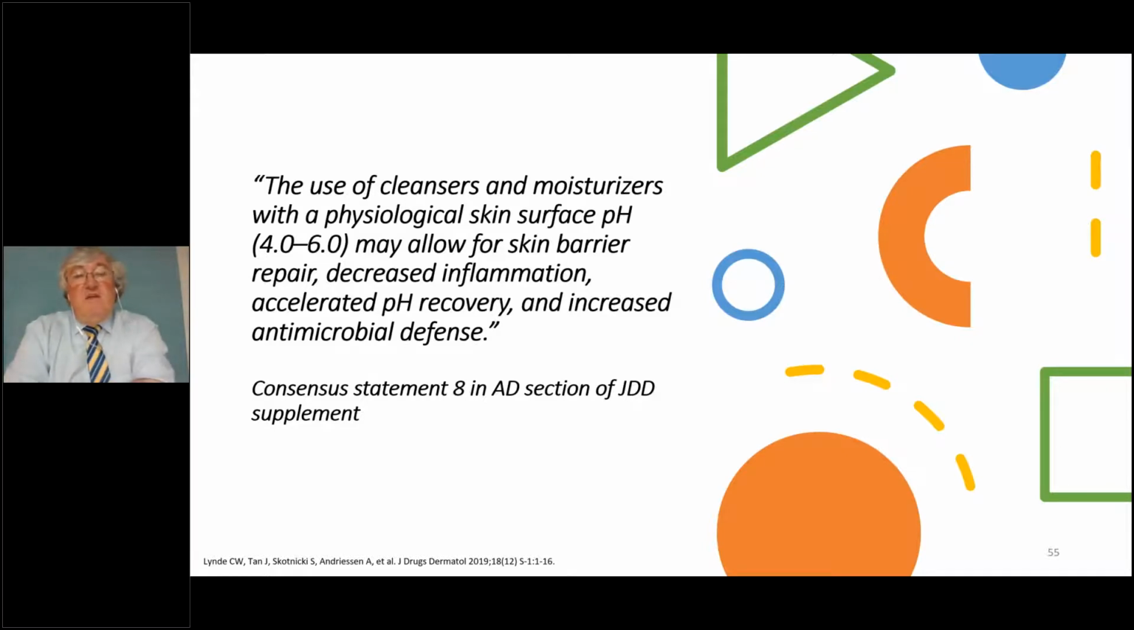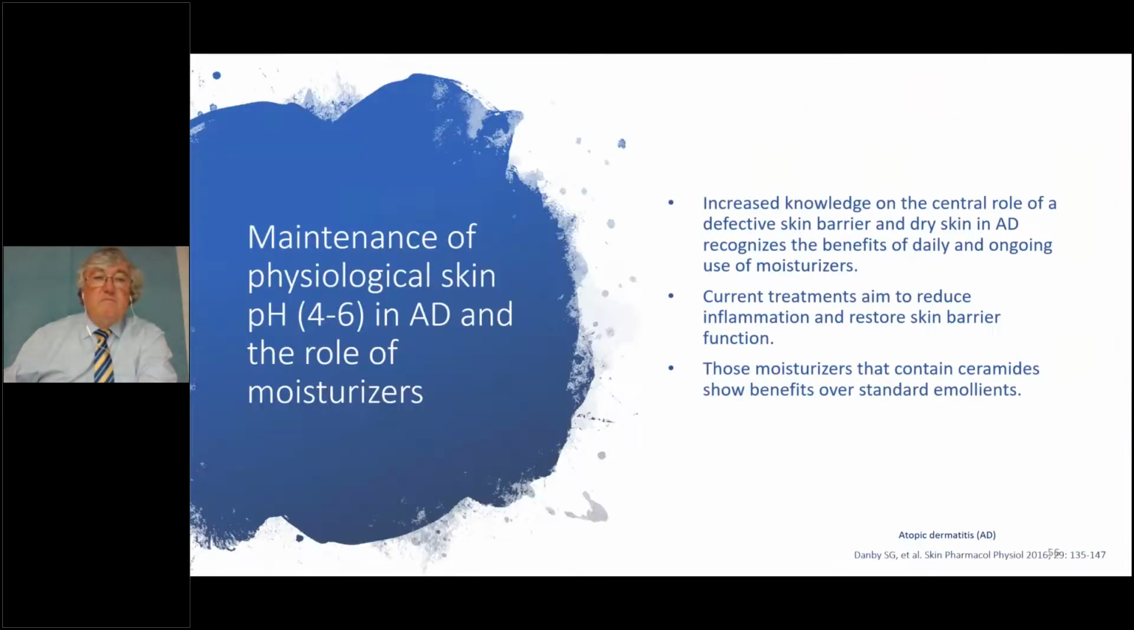And so basically, this was another consensus statement we had in that particular article. Again, the cleansers and moisturizers having a physiological skin surface pH of 4 to 6 allow for skin barrier repair, decreased inflammation, pH recovery, and increased antimicrobial defense. And again, this is a central thing, I think, with our increased knowledge about this defective skin barrier. I think we should be thinking more and more about pH in our moisturizers and our washes.